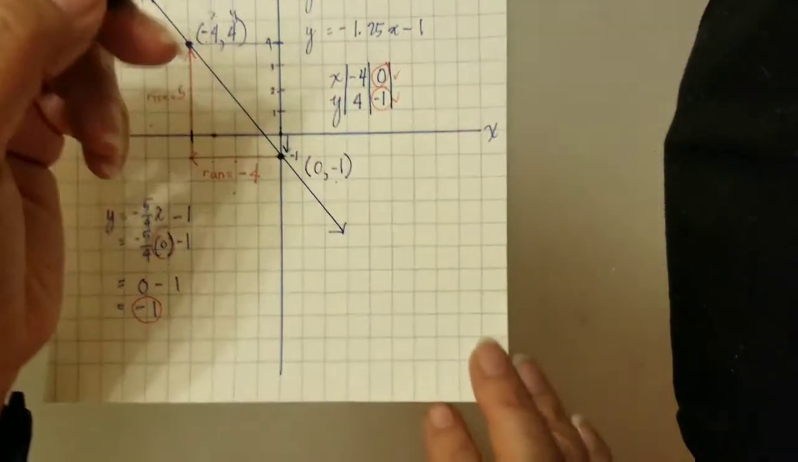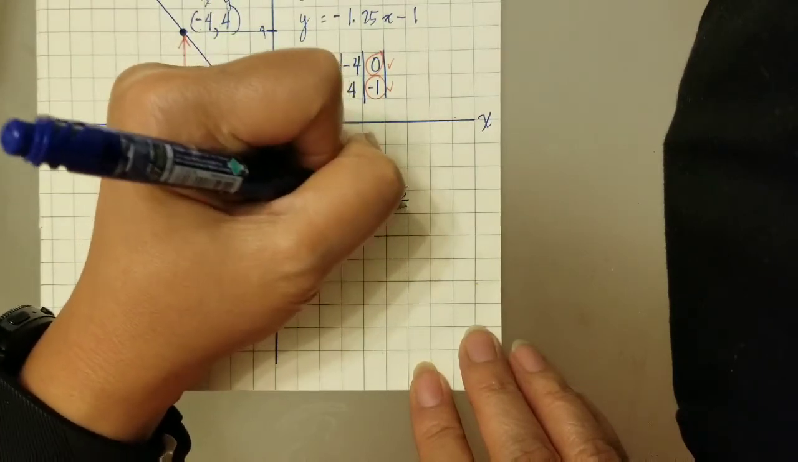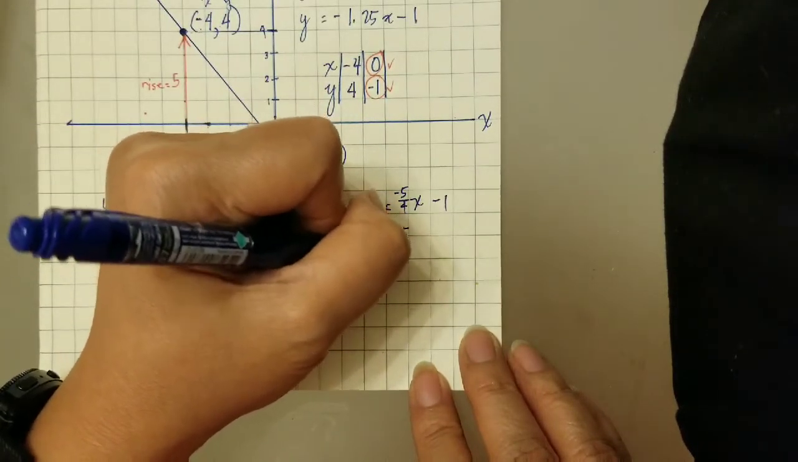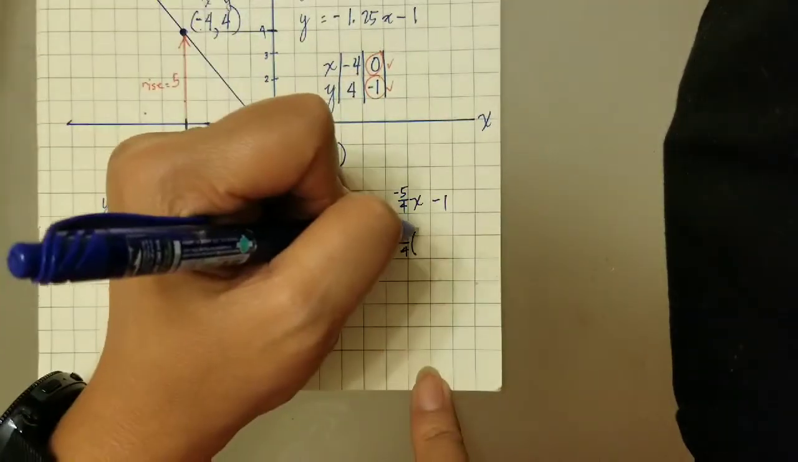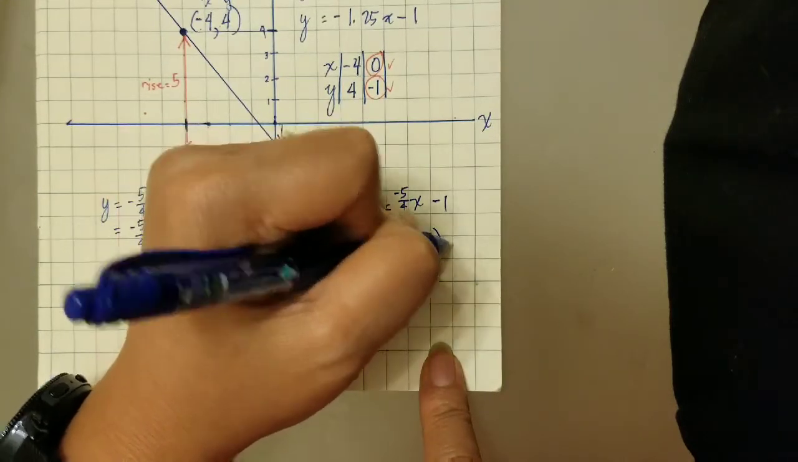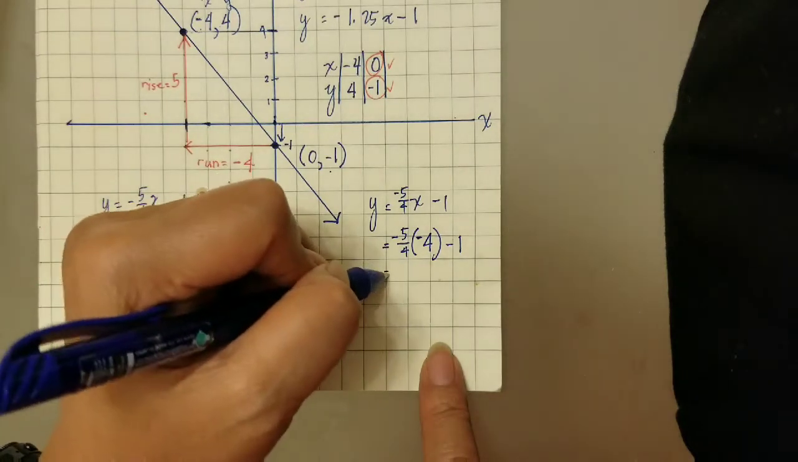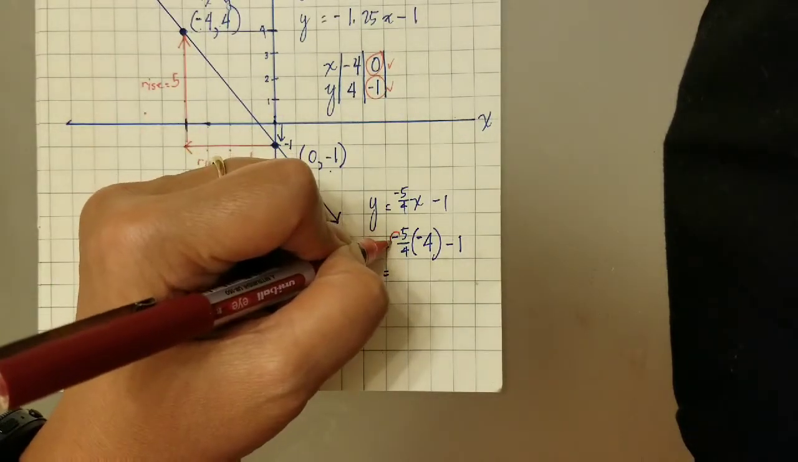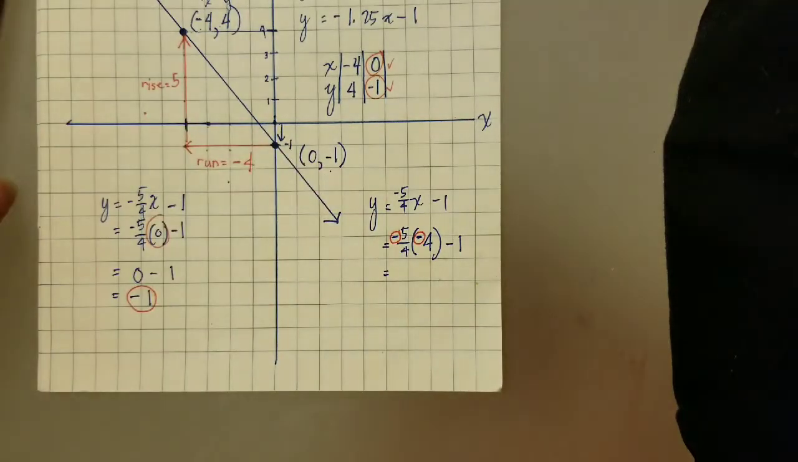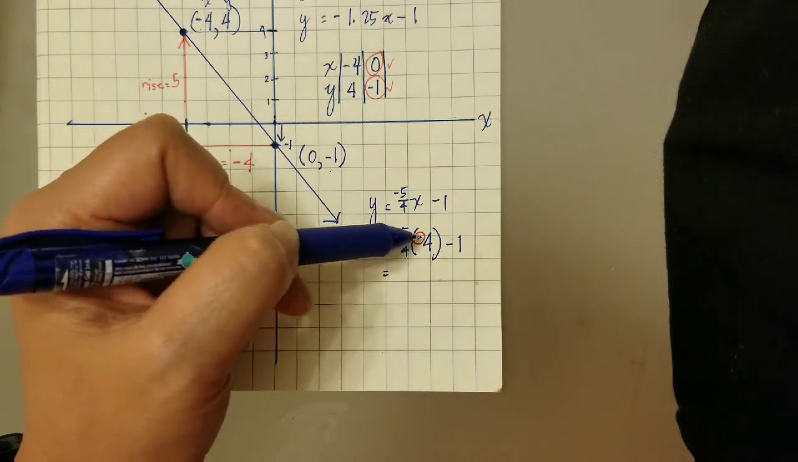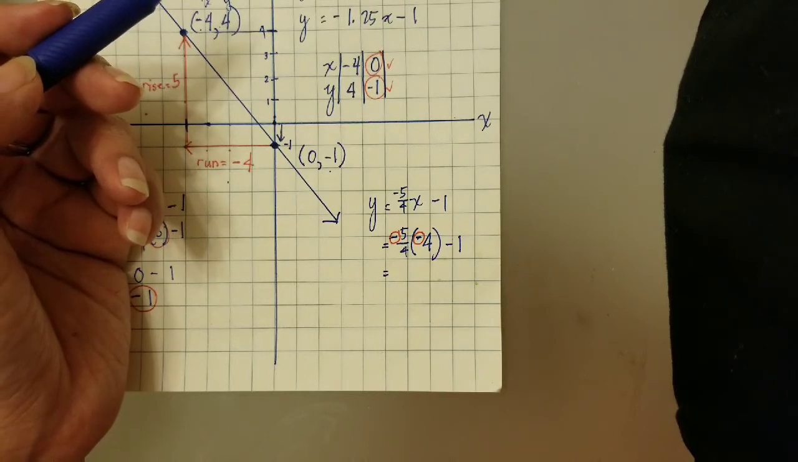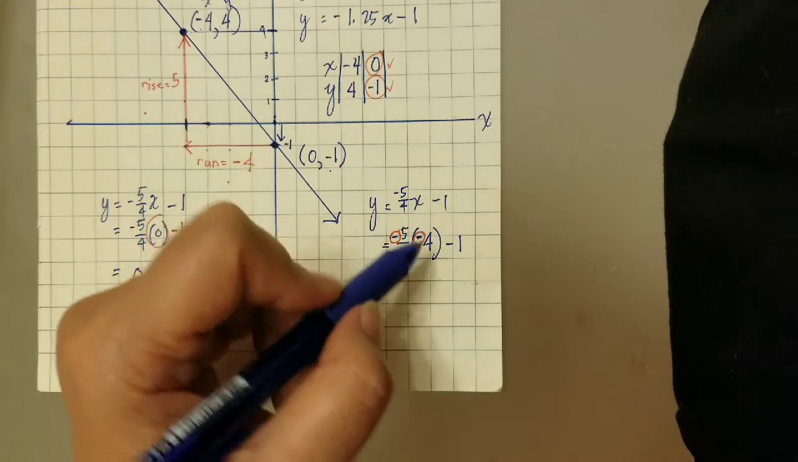Now let's try the other value. Okay. y is equal to -5/4 x minus 1. Okay. Is equal to -5/4 times -4 minus 1. Okay. Now, this is the part where you really need to be accurate because you can see this is negative, this is negative. And what did we say? What are the rules? In multiplication and division, if both signs are the same, negative, negative, or positive, positive, the final answer will be positive.